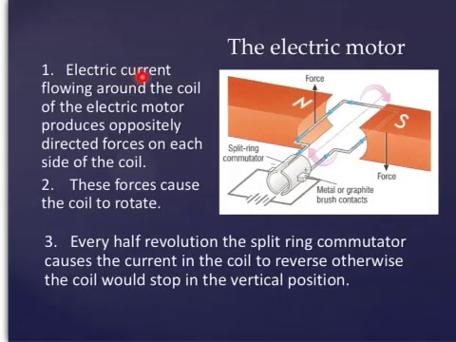Electric current flowing around the coil of the electric motor produces oppositely directed forces on each side of the coil, this side and this side. On this side, the force is up, on that side, it's down. And it says here, these forces cause the coil to rotate. It rotates that way, clockwise. Every half turn or half revolution, the split ring commutator, this one here, causes the current in the coil to reverse. Otherwise, the coil will just stop in the vertical position.